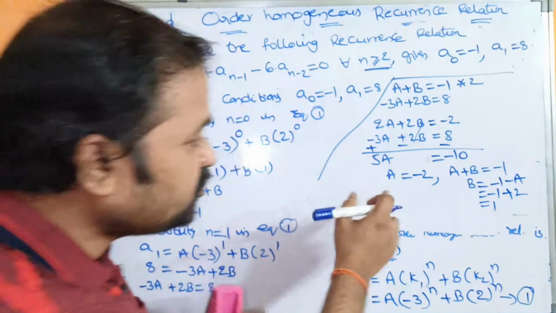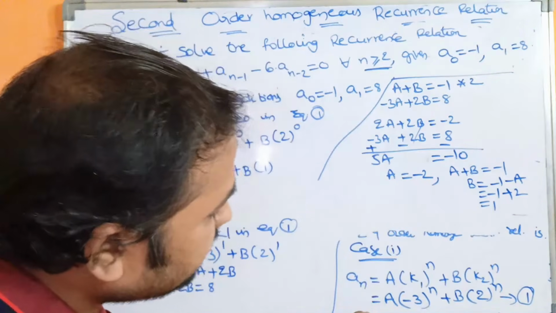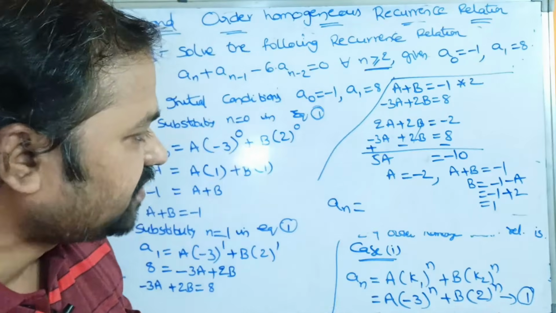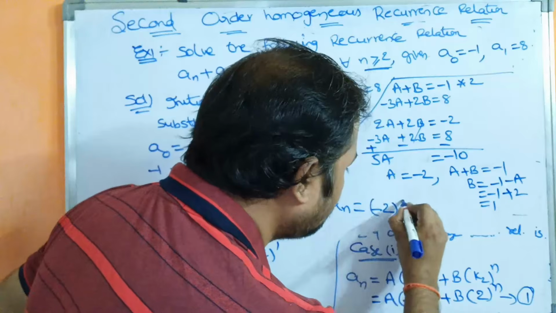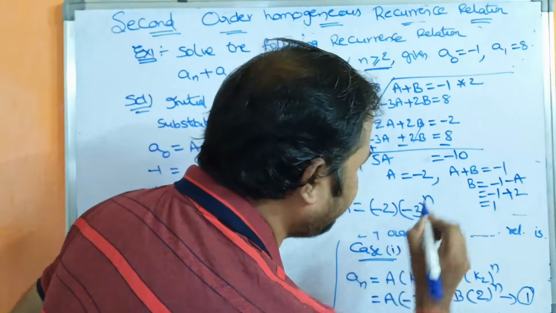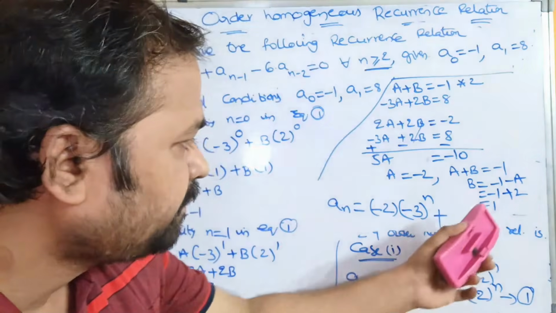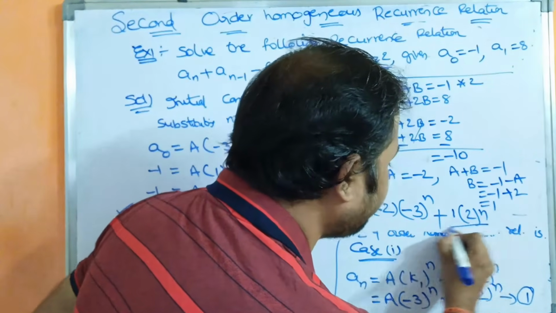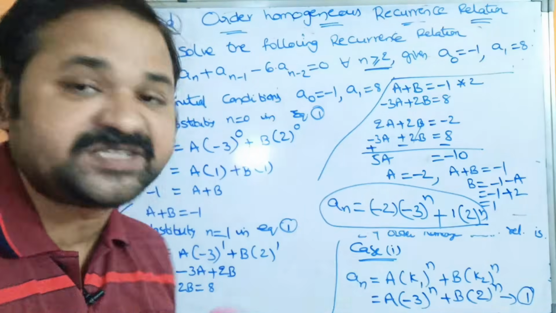Now the general solution: we need to substitute the a value and b value in this equation. So the general solution for this problem is a_n is equal to, what is the a value? Minus 2 into (minus 3) power n, plus, what is the b value? The b value is 1. So 1 into 2 power n. So this is the general solution for this problem.